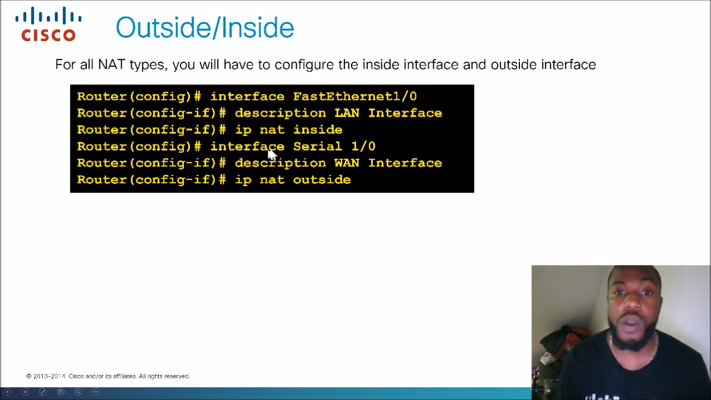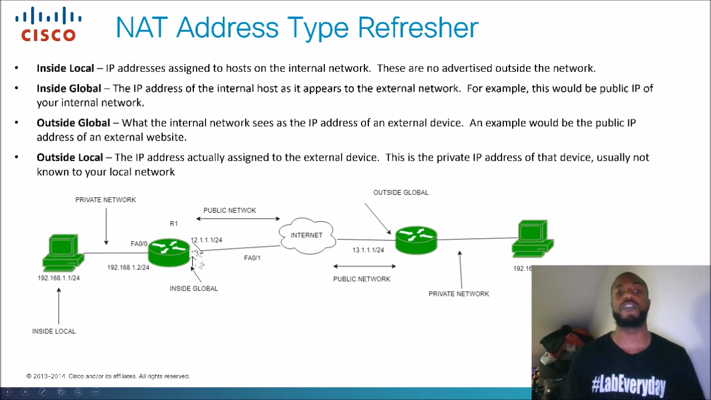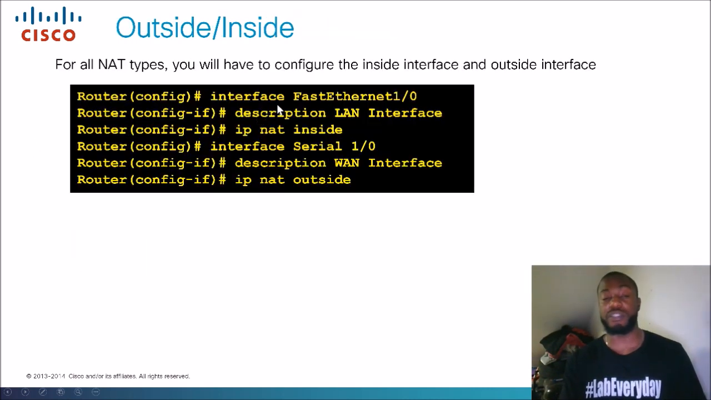And then we would do our outside interface serial 10, IP NAT outside. So from the outside, this is the outside interface. It's facing the public facing side of the internet, or of our router, our edge router. So that's the first thing we do.